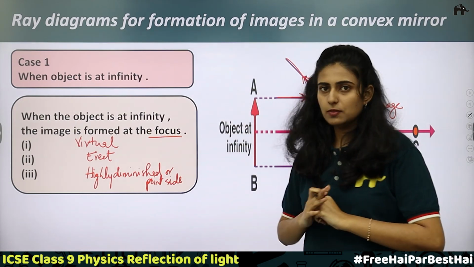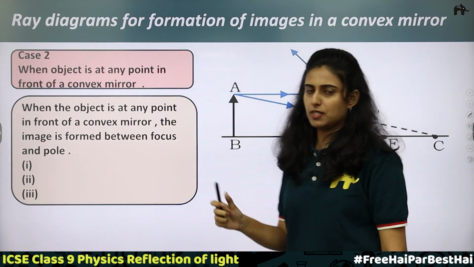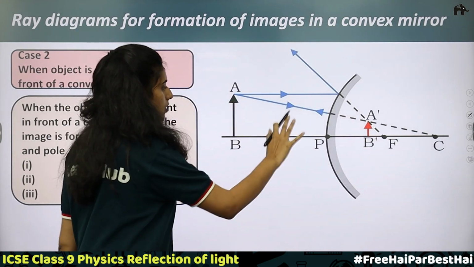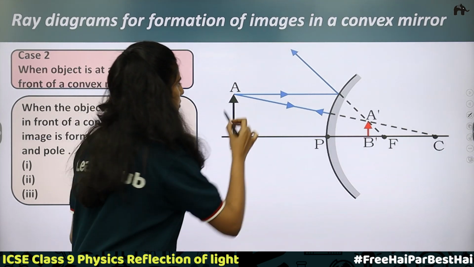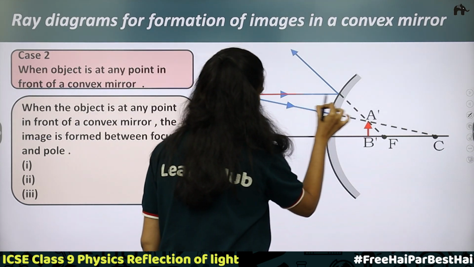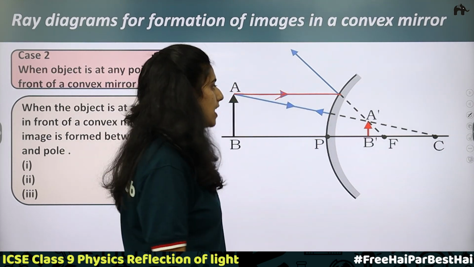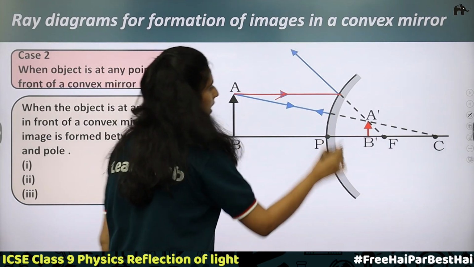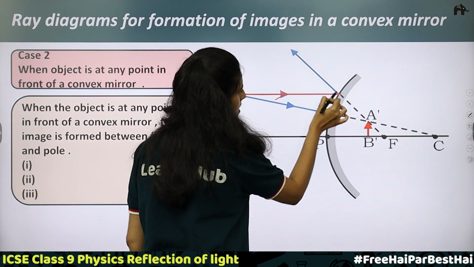First case you understood. Now the second case, when the object is at any point in front of a convex mirror. Any point it can be. It is just that the object is in front of a convex mirror. First light ray, which is parallel to the principal axis. This is the light ray. A light ray which is parallel to the principal axis after reflection appears to diverge from a point on the principal axis. So here it comes from the point focus. So this is the reflected ray.